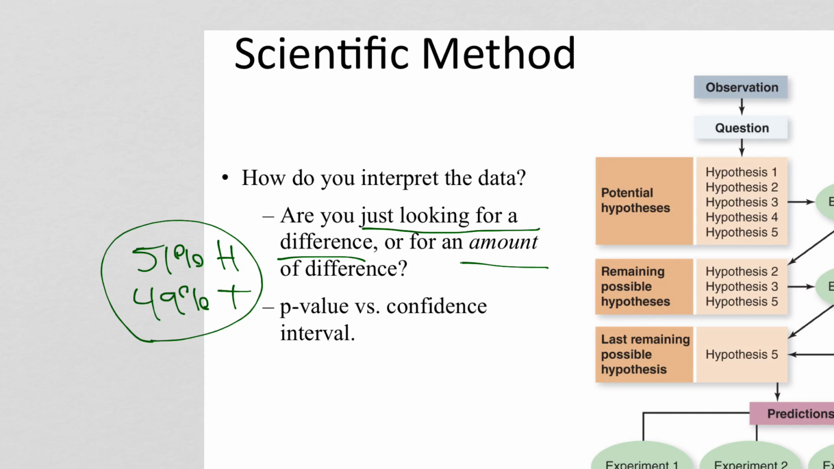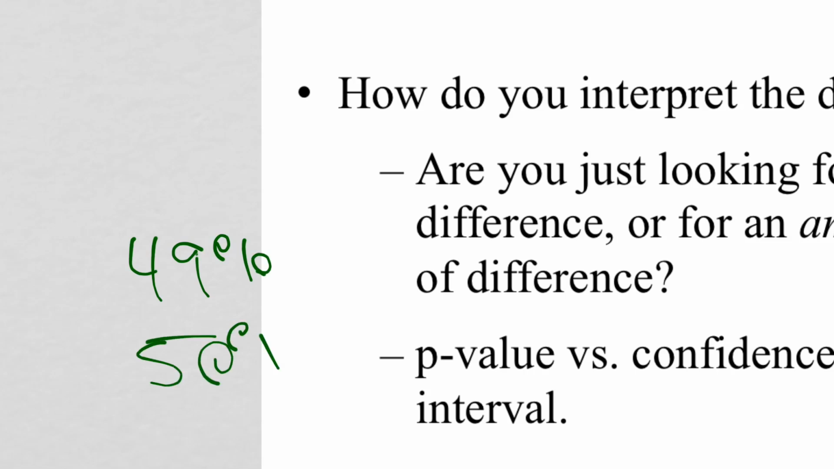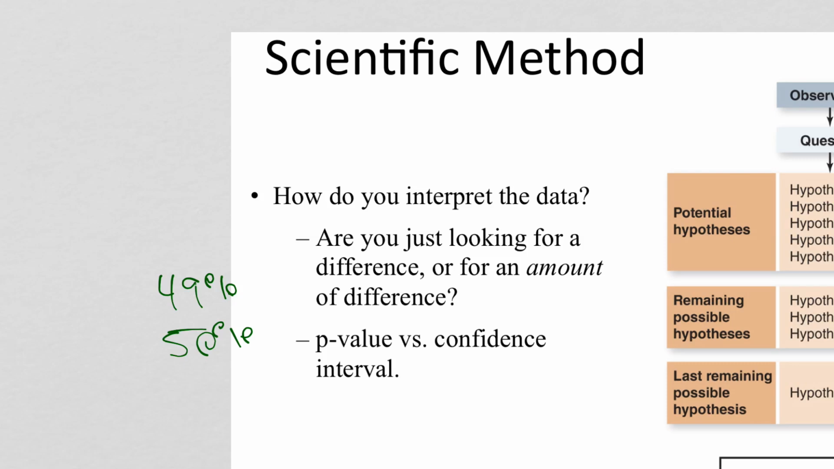All right. If this was a drug, let's say that instead of being heads and tails, you could imagine that the placebo helped 49% of patients, and the actual drug helped 50% of patients, 1% difference. That's really not all that important. If you had a very, very big sample size, you could detect that difference and get a good p-value.